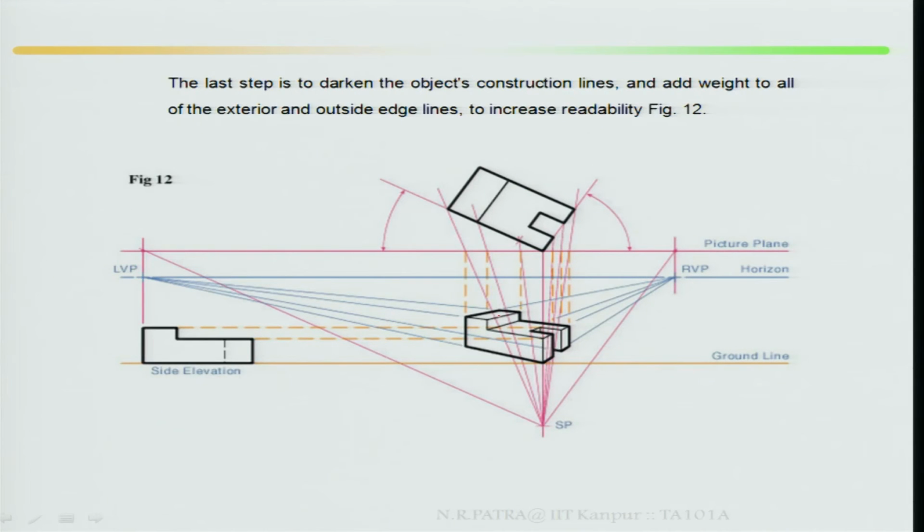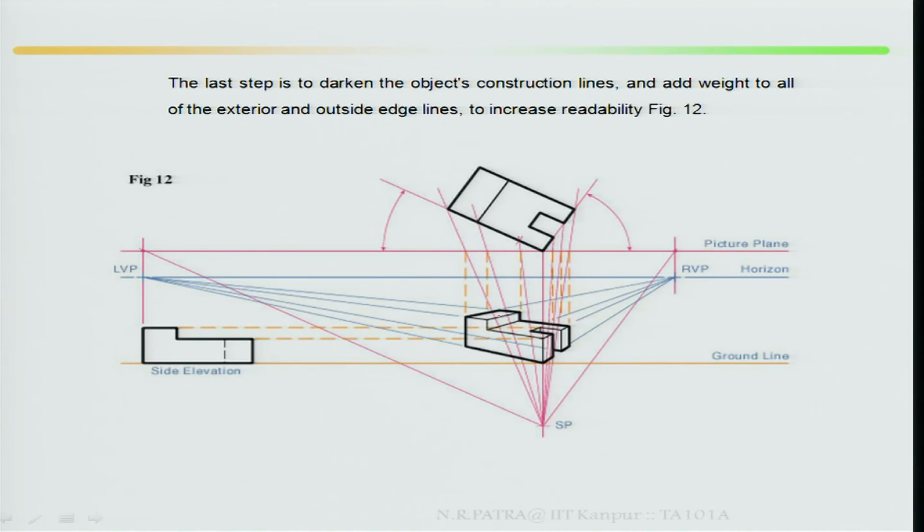The last step is to darken the object construction lines and add weight to all the exterior and interior edge lines to increase readability. You can read it. If you look here, same principle, mark it with your dark lines. So, this is your object in isometric.